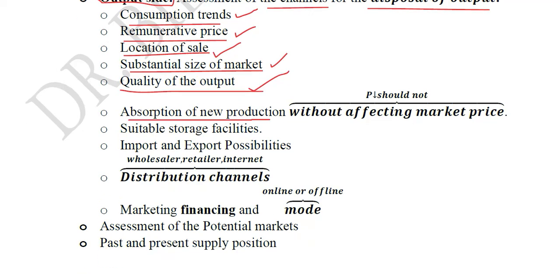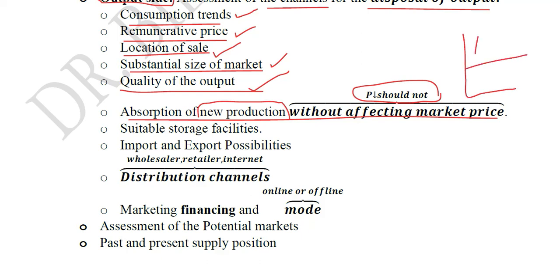Then absorption of the new production without affecting the market price, the price should not fall, because new production will be there whenever it is there. How we can adjust this in a way that should not decline the price to a level where it becomes unjustified to sell a product that we are producing. We definitely do not want to let the price decrease after a certain point, which is the price floor. So the price floor should not be surpassed. We should not go down this. So that is why how we can absorb that additional or new production is something we need to consider.